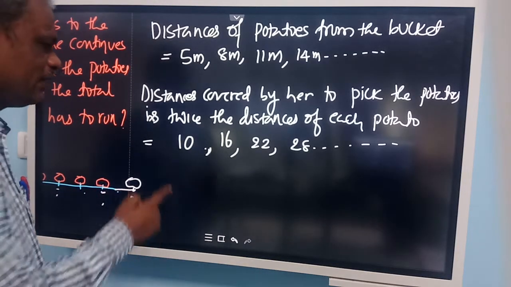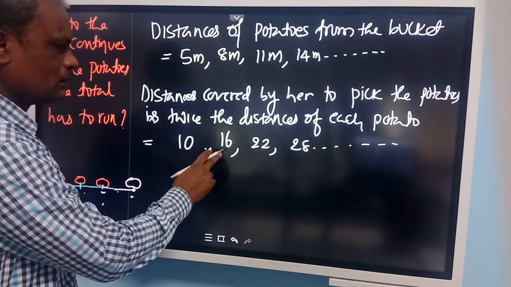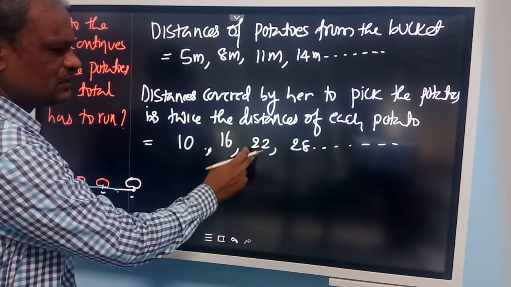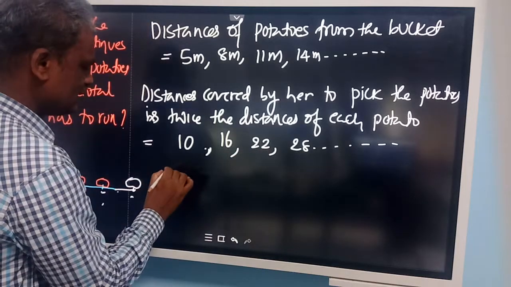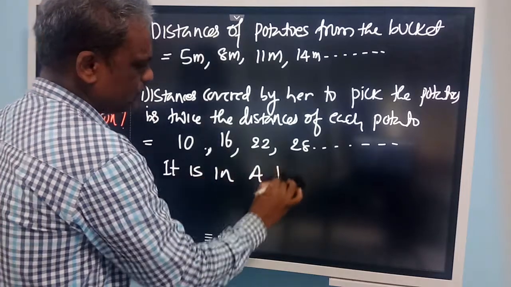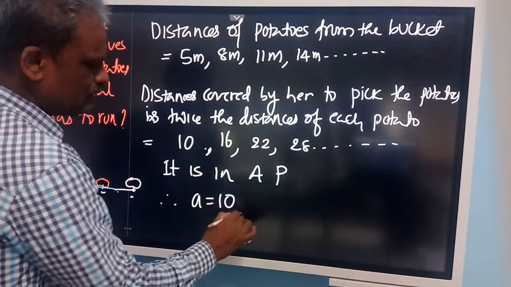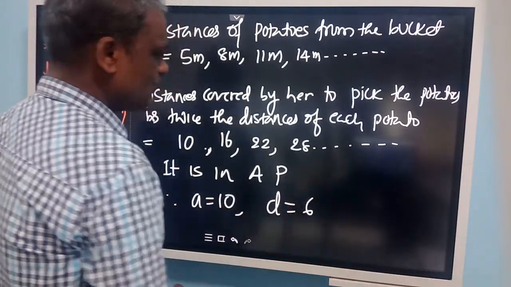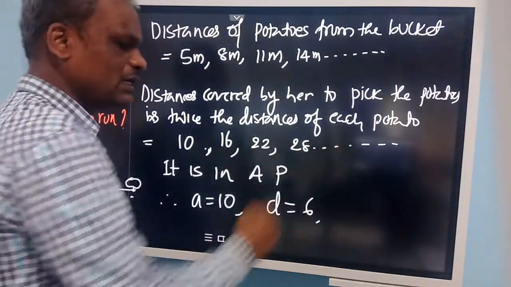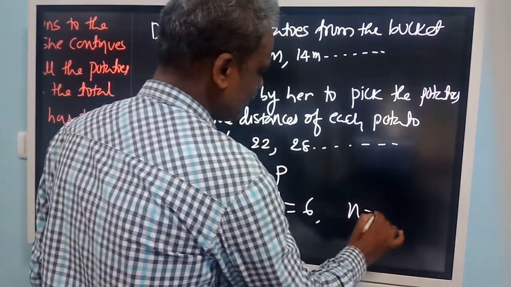Now check whether it is in AP or not. 10 plus 6 is 16, 16 plus 6 is 22, then plus 6. So it is in AP, in arithmetic progression. In this case, a is equal to 10, common difference d is equal to 6. Now how many terms will be there? 10, because there are 10 potatoes. So n is equal to 10.